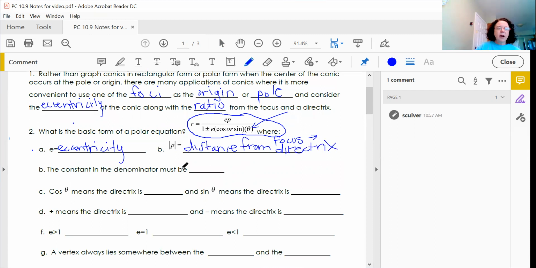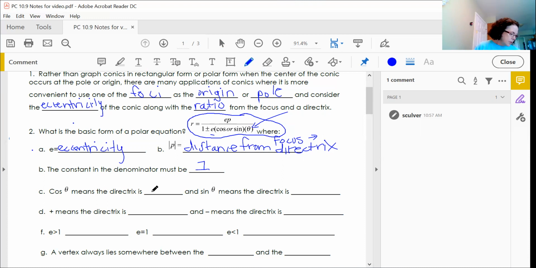All of these things are going to help us graph. The constant in the denominator must be 1 for us to properly read what E is. So if that first constant in our denominator is not a 1, we can easily make it a 1. And then we can read our E right here, right next to the cosine or sine.